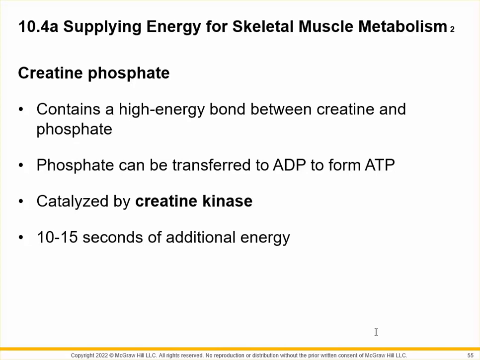In the 200 meter, so the 100 meter record is 9 point something seconds. The 200 meter isn't 19 seconds, it's more like 21 or 22 seconds, because there's not enough ATP and CP to run the 200 with. We have to regenerate ATP in a different way.